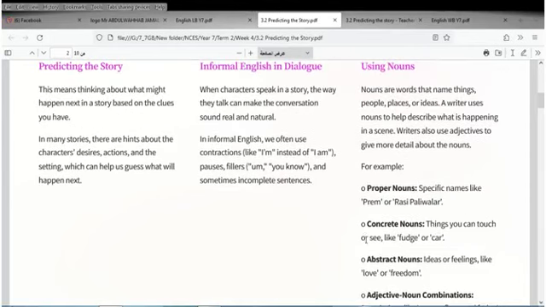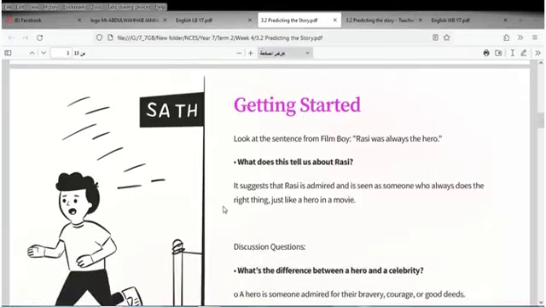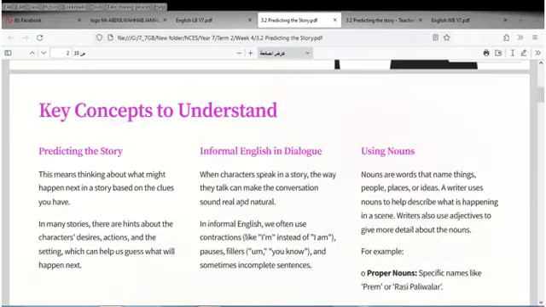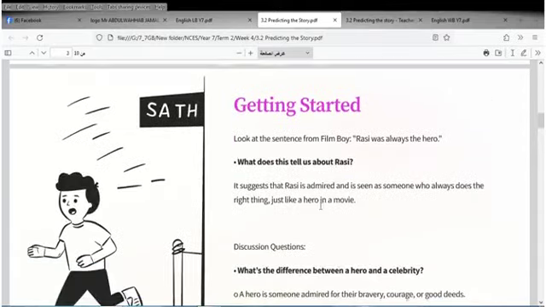We have the common nouns, of course. They are like proper nouns, but you don't capitalize the first letter. Any noun, any word: table, chair, room, school, and so on. So that's some prior knowledge or key concepts to understand before we start.